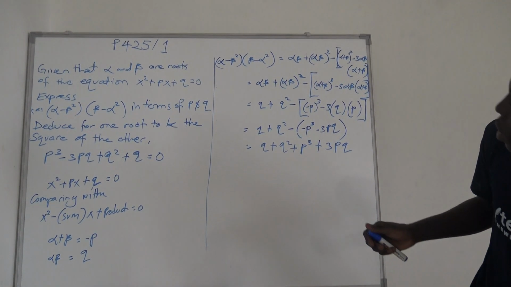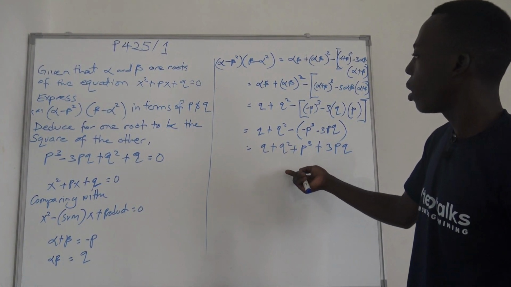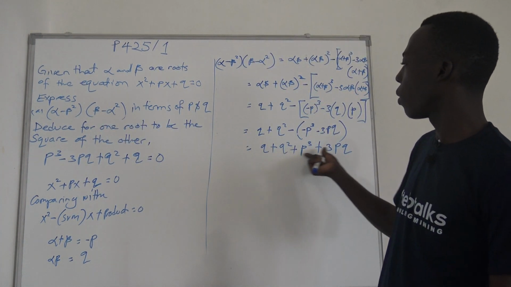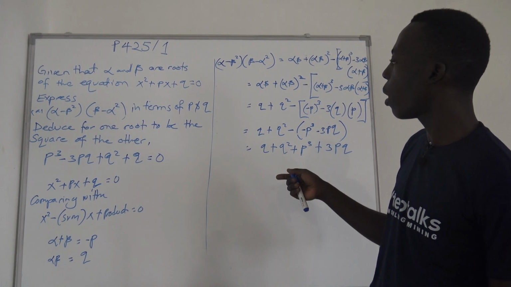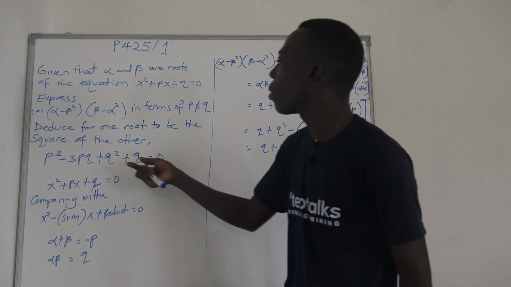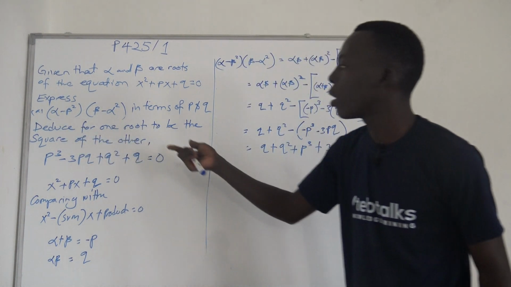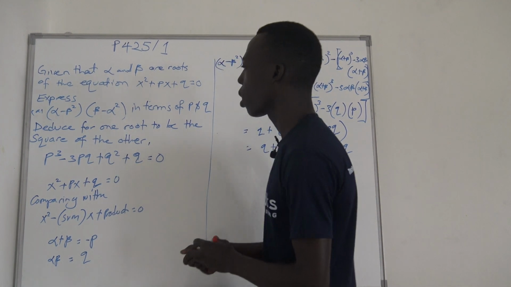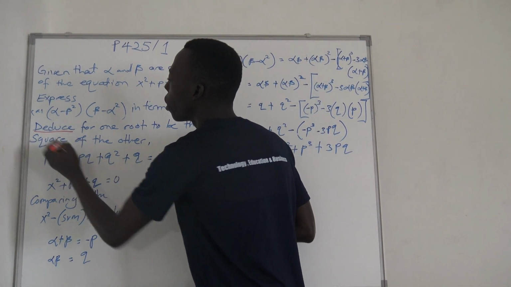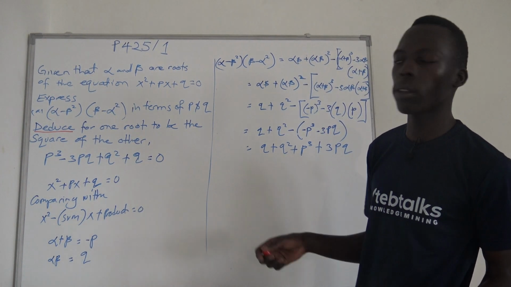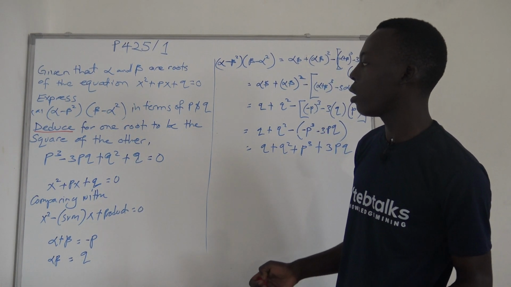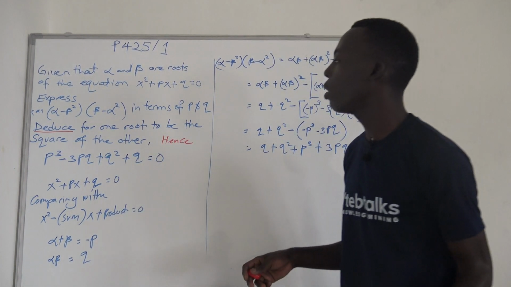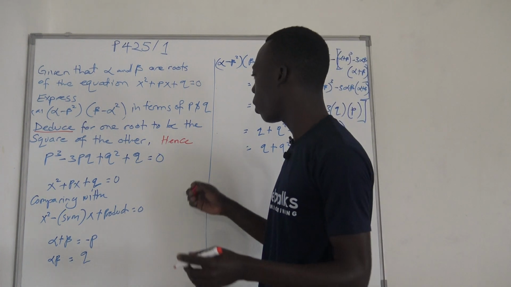So we are continuing. They say that after expressing in terms of P and Q, because we are saying that everything is in terms of P and Q, what we do now, they say that also deduce. Now this word here, deduce, and words like hence, mean that from where you have stopped, that's where you start from.